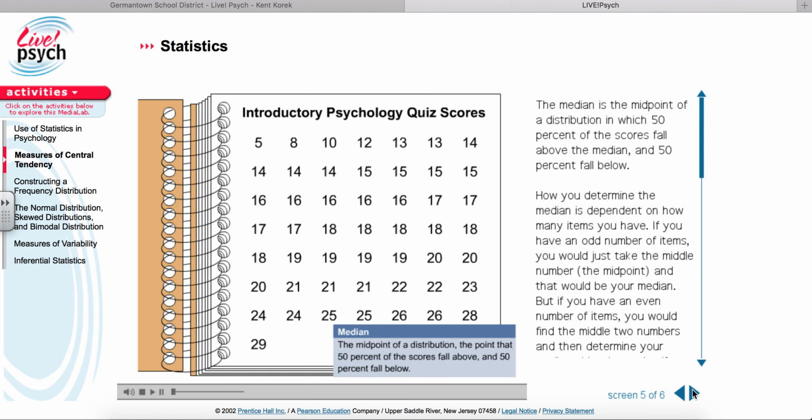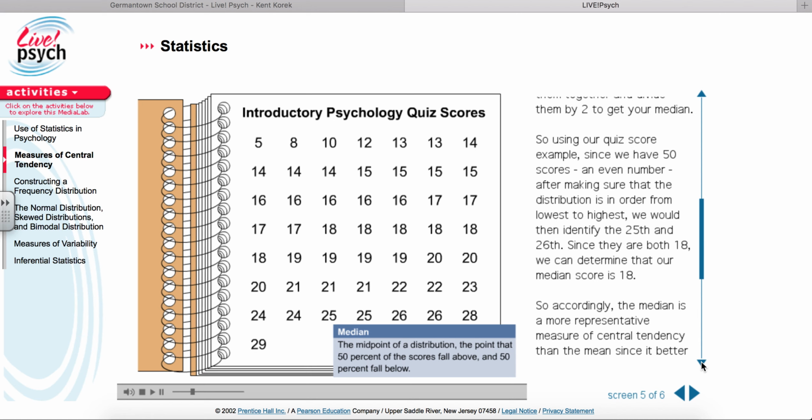The median is the midpoint of a distribution in which 50% of the scores fall above the median and 50% fall below. How you determine the median is dependent on how many items you have. If you have an odd number of items, you would just take the middle number, the midpoint, and that would be your median. But if you have an even number of items, you would find the middle two numbers and then determine your median either by seeing if they are the same or if they are different. If they are different, you would then add them together and divide them by 2 to get your median.